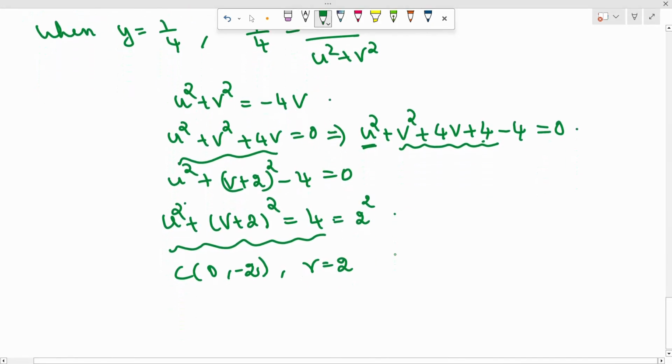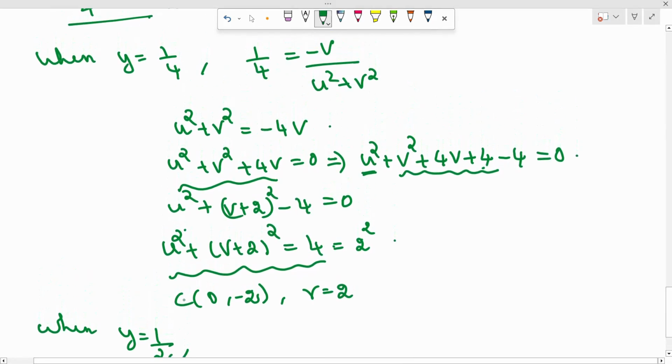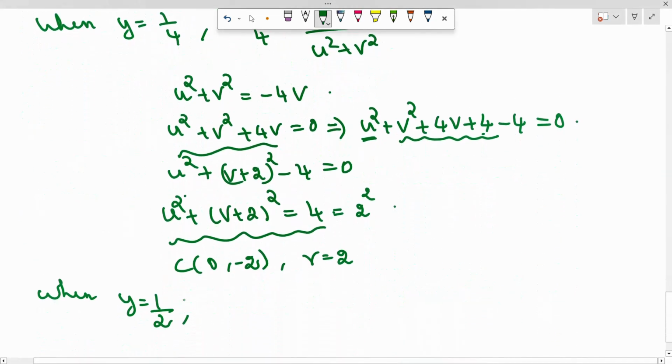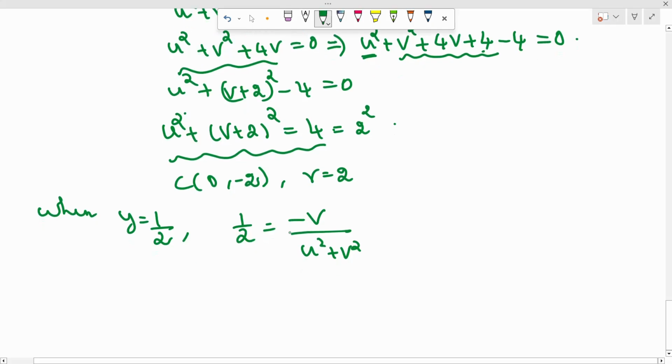Okay, next. When y is equal to 1 by 2, we are going to find the other circle. Substitute y is equal to 1 by 2 in this equation: 1 by 2 is equal to minus v by u square plus v square. Taking cross multiplication, it will be u square plus v square is equal to minus 2v. This can be written as u square plus v square plus 2v equal to 0.